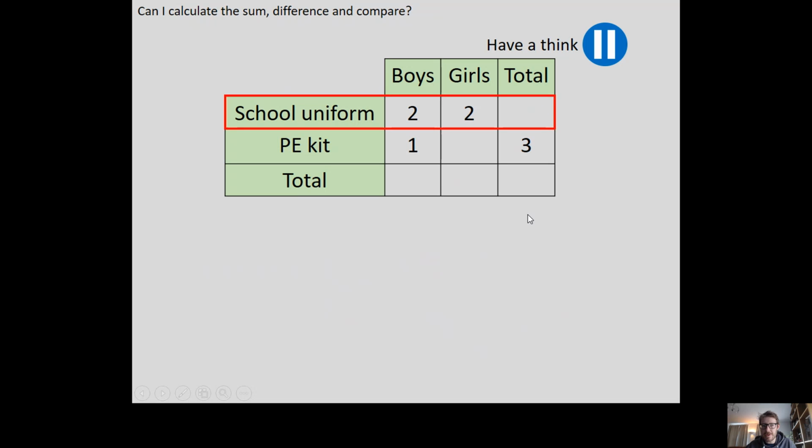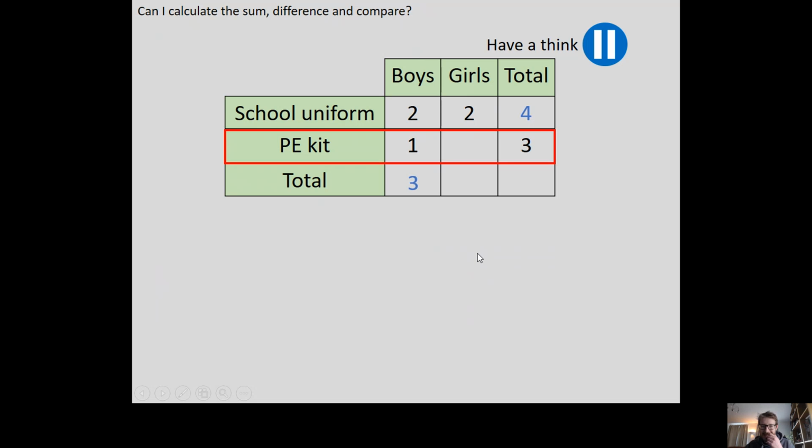So using the information we've got so far, we've got information around school uniform and boys and girls. So we've got school uniform, 2 boys, 2 girls. So we know that the total here is going to be 4. And we know that boys here have got 2 school uniform, 1 PE kit. That means we can work out the total of clothing they've got, and it's 3 in total.